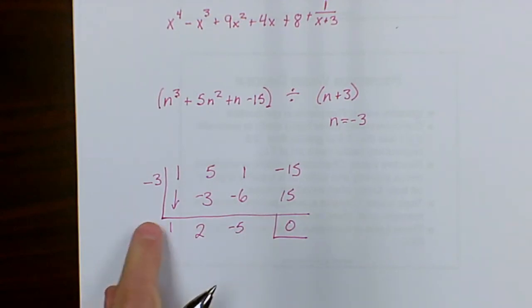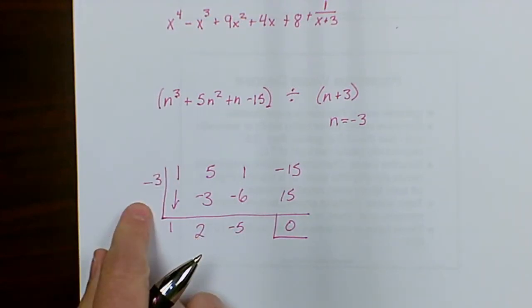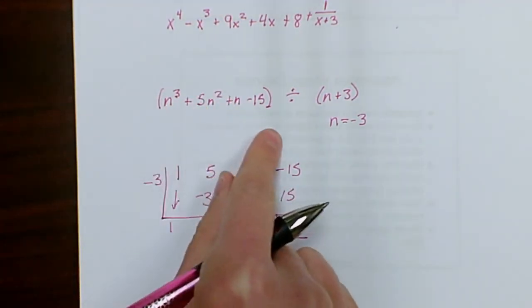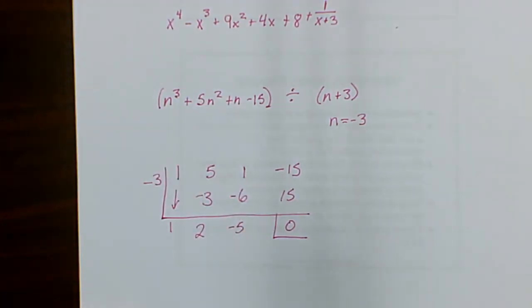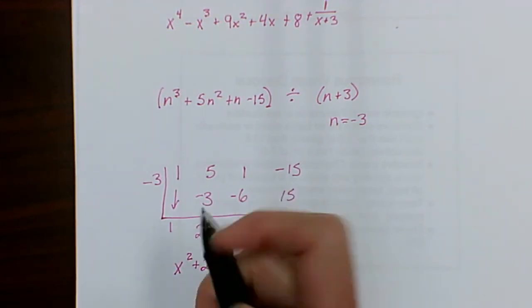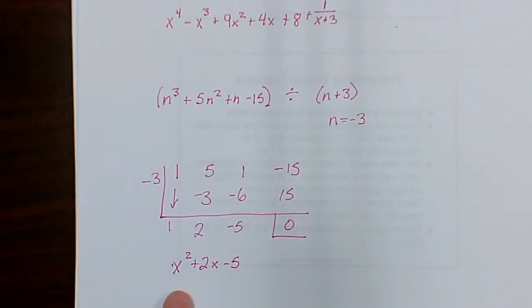So this means that if n is negative 3, it will satisfy this equation if you were to set it equal to 0. Then what we have remaining is n squared plus 2n minus 5. I switched my variables around and that's okay. This is supposed to be n.